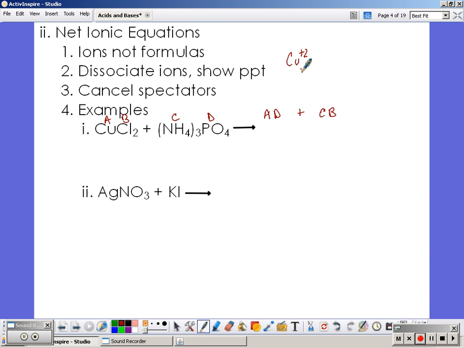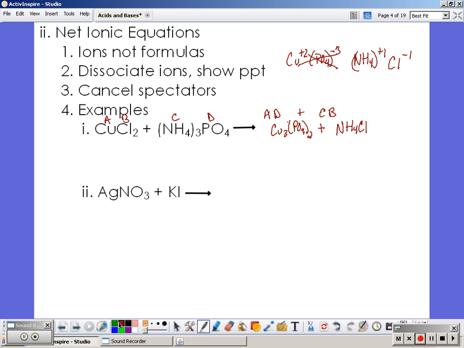And then D is phosphate. Phosphate's a polyatomic, so we'll put it in parentheses, minus 3 on the outside. Cross your charges, and we get Cu3(PO4)2. C in the problem is ammonium, so NH4, polyatomic, so in parentheses plus 1. And then B is chlorine. Chlorine has a charge of minus 1. So when I cross my charges, I have NH4Cl.